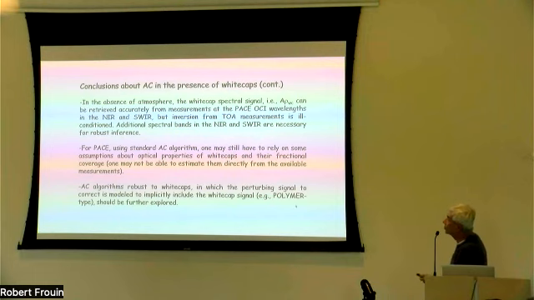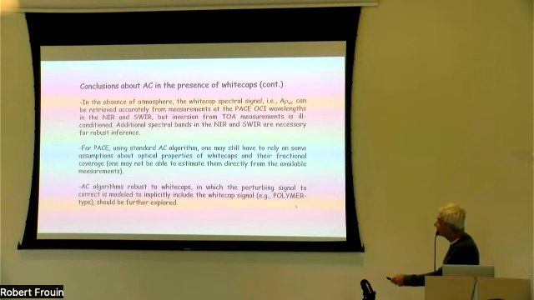So, other conclusions. To repeat here, in the absence of atmosphere, you can invert the problem, but for space, for example, using the standard algorithm, you may still have to rely on some assumption about the optical properties of white caps and their fractional coverage. One may not be able to estimate them directly from the available measurements. So I think we're kind of stuck here for space. So we have to be careful when you have high winds, etc.